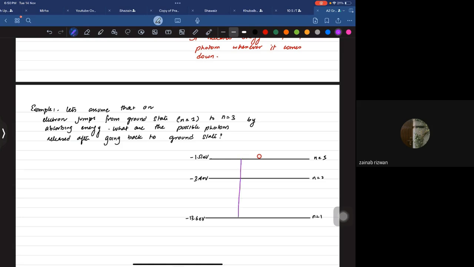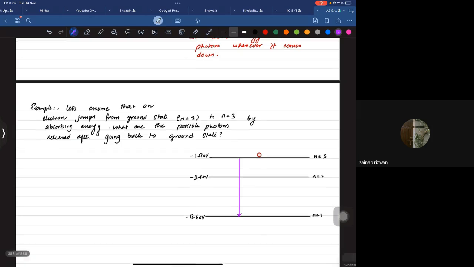First, it can go directly. If it goes directly from 3 to 1, it will release a type of photon. It can also jump from 3 to 2, and then from 2 to 1 to go back. So, either step by step or direct. Now, first of all, I'm going to show you how to calculate the energy of the first one, which is the 3 to 1 jump.